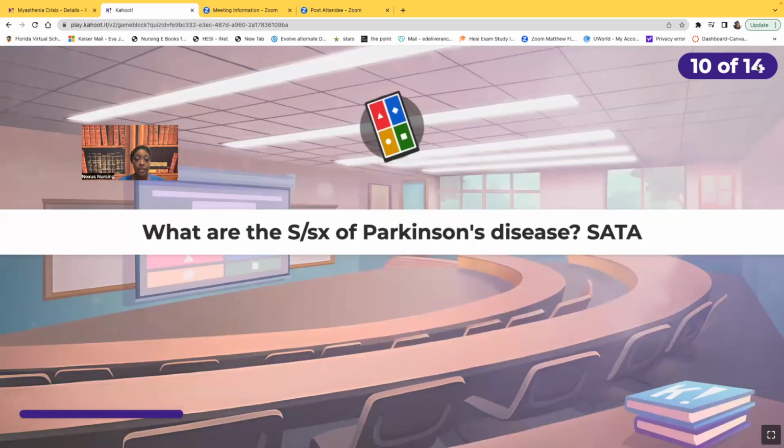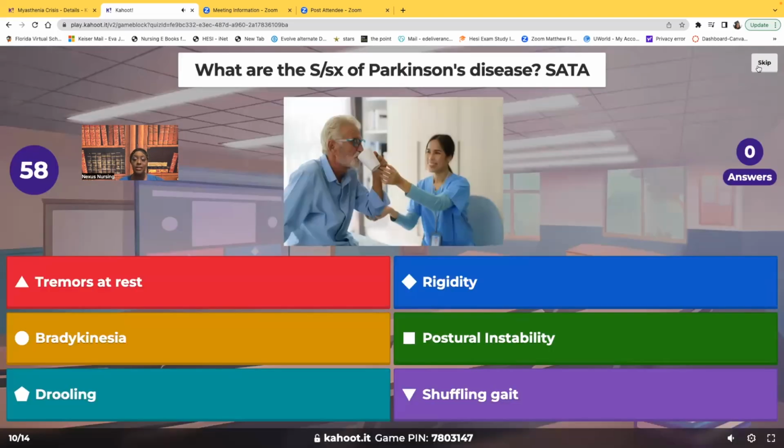Select all that apply. What are the signs and symptoms of Parkinson's disease? Here are your choices, guys, and you may have more than one answer choice. Signs and symptoms of Parkinson's disease: tremors at rest, rigidity, bradykinesia, postural instability, drooling, shuffling gait. What do you expect to see in that patient with Parkinson's disease? Select all that apply.